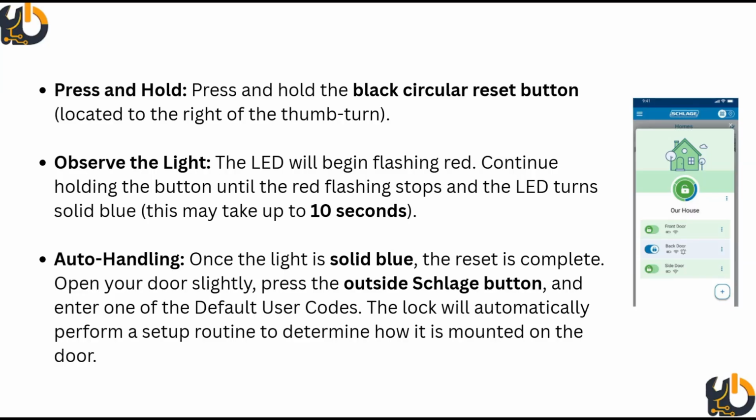Open your door slightly and press the outside Schlage button and enter one of the default user codes. The lock will automatically perform a setup routine to determine how it is mounted on the door.